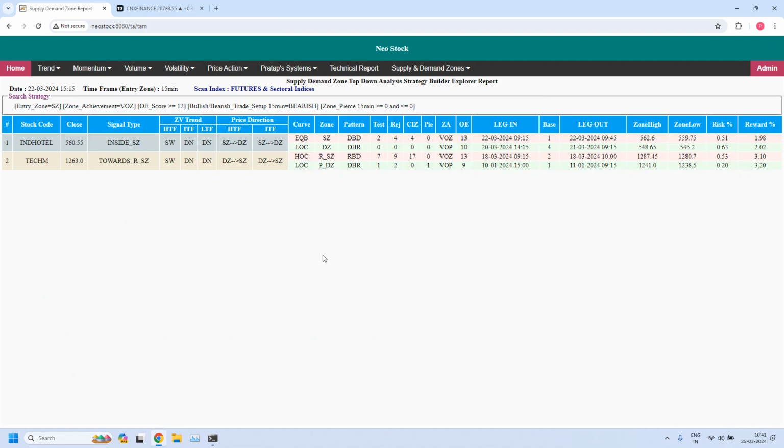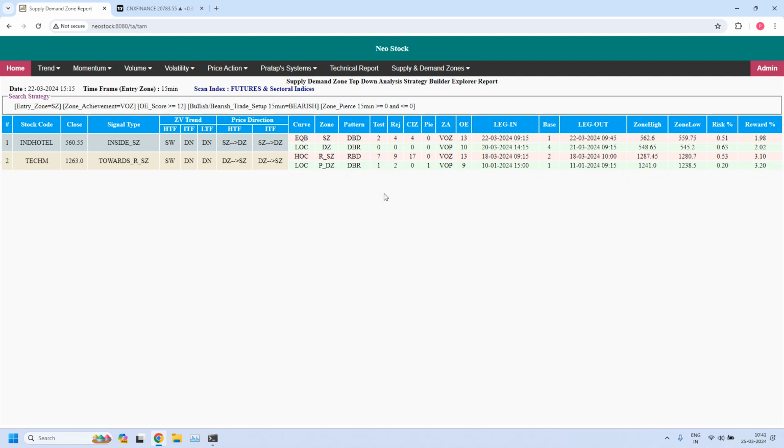So we have 2 stocks filtered, which support the bearish trade setup. But the point you have to understand is that these zones are already tested, and one of these stocks has a high liquidity supply zone, already tested 7 times.